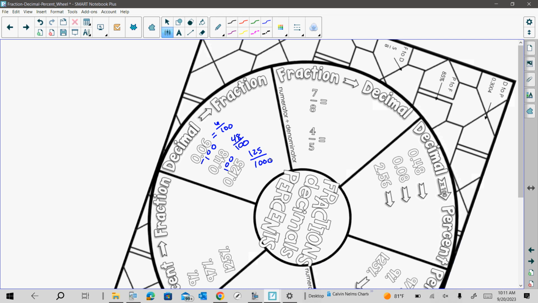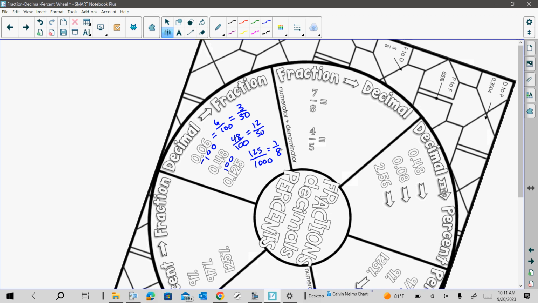Do we have to get the ones on the side? No, right? Yeah, those are answers. You have to get the answers in the ones on the side. Look, this 6 over 100 actually reduces to 3 over 50. This 48 over 100 reduces to 12 over 25. And then 125 over 1,000 reduces to 1/8. So you have to watch your place value.